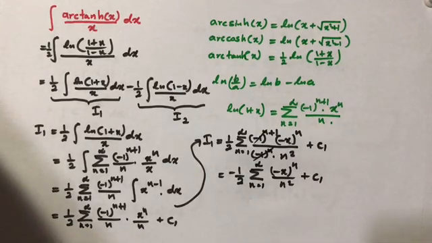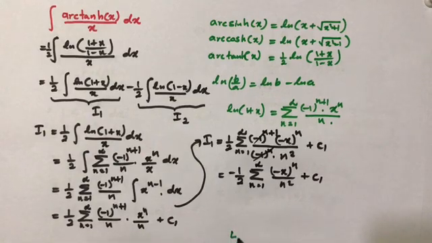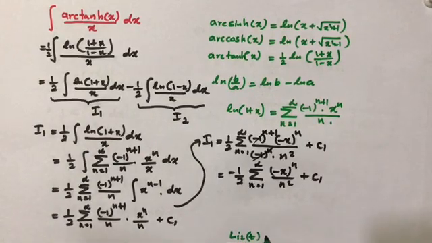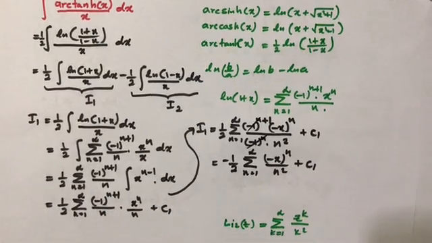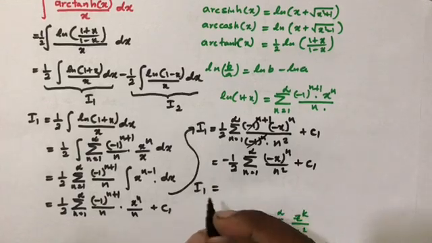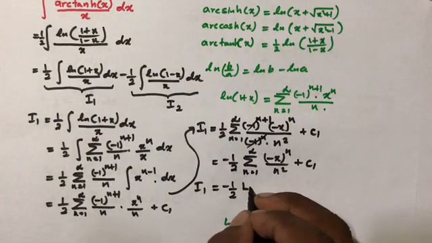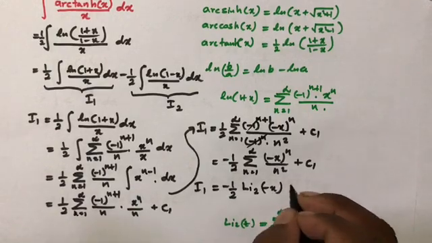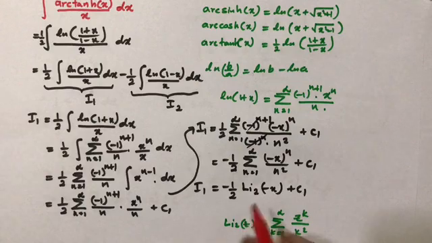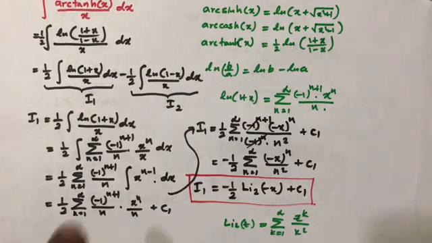Okay, now we know about the logarithm function. So we know the dilogarithm of z is equal to the infinite sum k equal 1 to infinity z to the k over k square. Okay, now we can use this formula. So we can write now I1 is equal to minus 1/2. Now instead of this part we can write the dilogarithm of minus x plus c1. Okay, now we evaluated I1, and then we should evaluate I2.